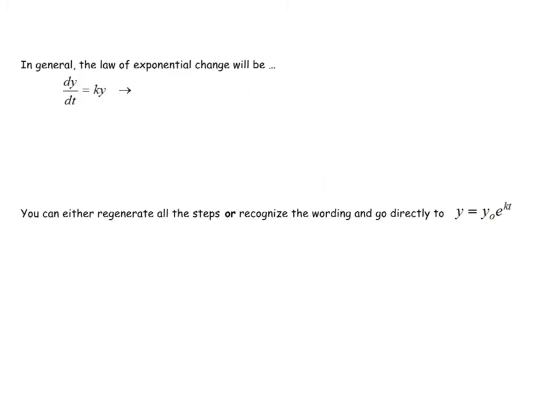In general, the law of exponential change will be dy/dt equals ky, which means that the rate of change of some quantity y is directly proportional to the amount of y that's present at that time. So again, we solve this using separation of variables. We'll have dy over y equals k times dt.